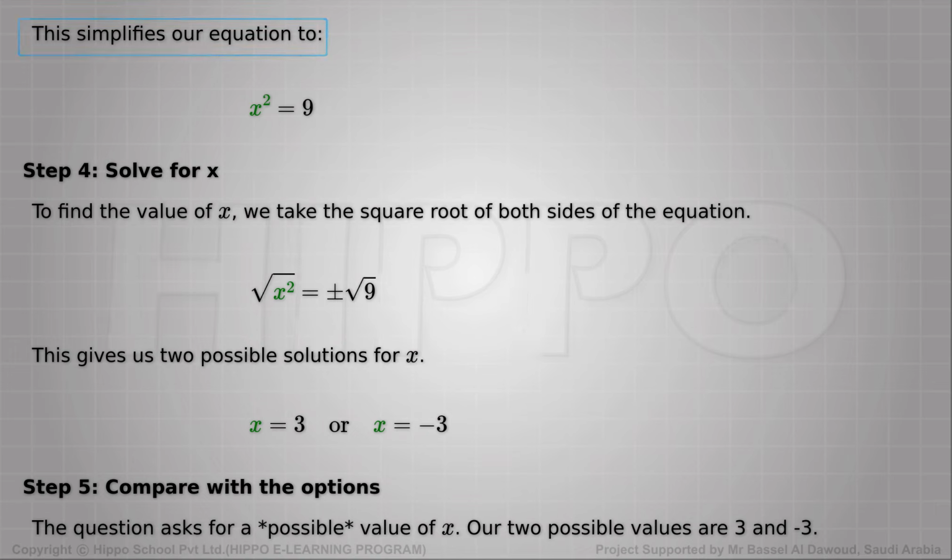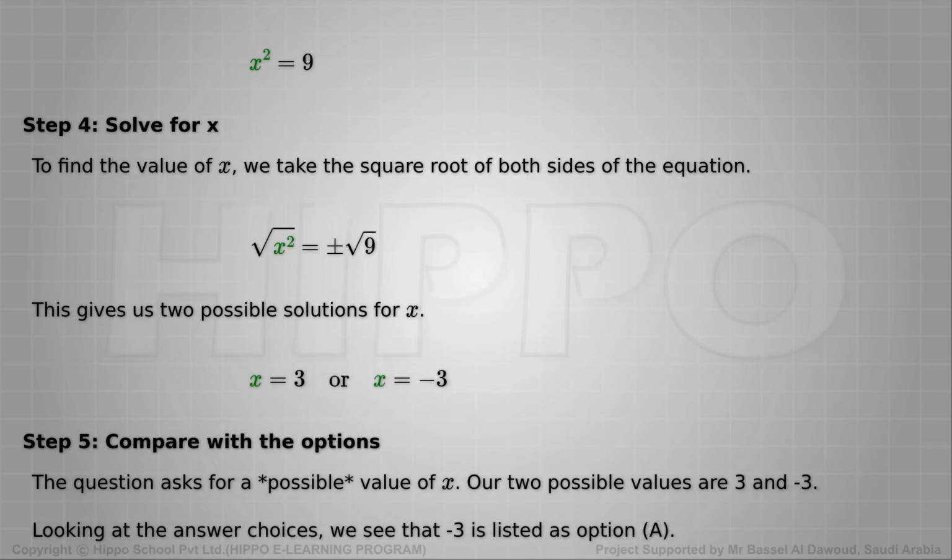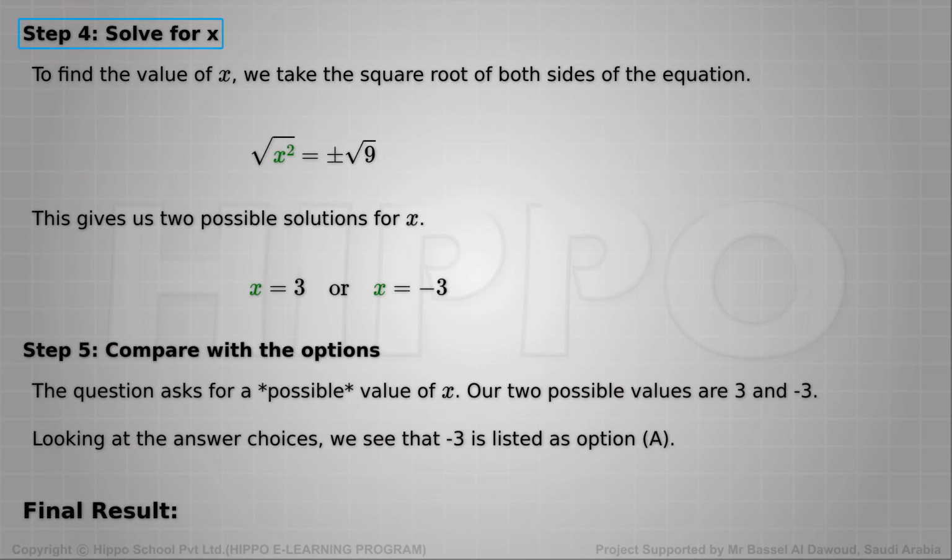By getting rid of the absolute value sign, our equation simplifies even further to something we all know how to solve: x squared equals 9. We are at the final calculation step. To solve for x in the equation x squared equals 9, we need to take the square root of both sides. This is a very important point to remember for the SAT.